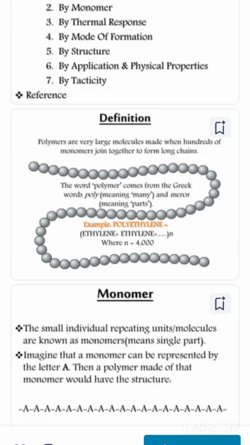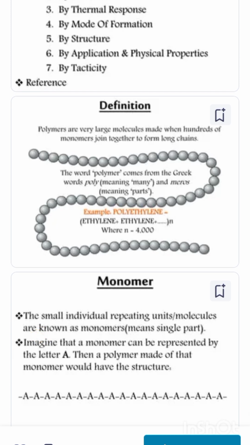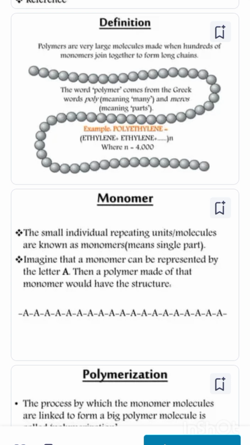Polymers are very large molecules where hundreds of monomers join together to form long chains. The word polymer comes from the Greek word poly, meaning many, and mer, meaning parts. Example, polythene. Ethylene plus ethylene, where n is equal to 4000 monomers. The small individual repeating unit molecules are known as monomers, meaning a single part.